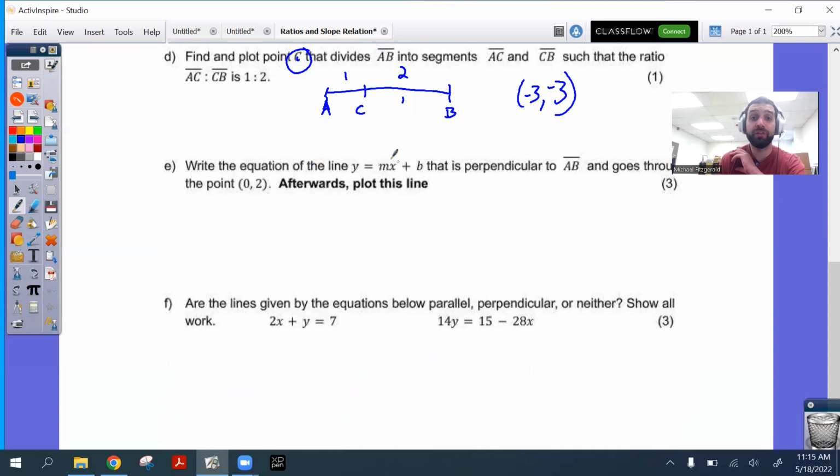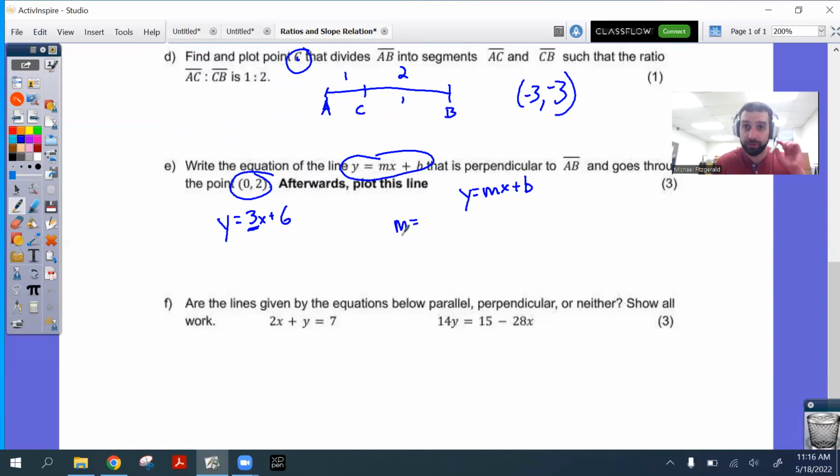Now it says write the equation of a line that is perpendicular to AB that goes through this point, and then plot it. If we have line AB, which is 3x plus 6, we want a line y equals mx plus b that's perpendicular to this. If it's perpendicular, the slope is going to be the opposite reciprocal. We have to remember that. The opposite of 3 is -3, the reciprocal of 3 is 1/3, so we're going to have the slope of -1/3. So y is equal to -1/3 x.